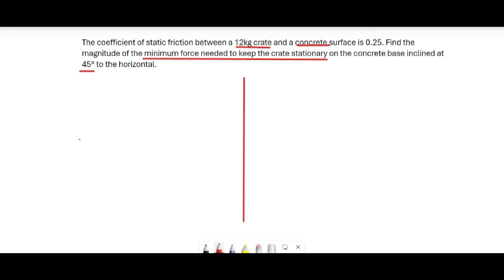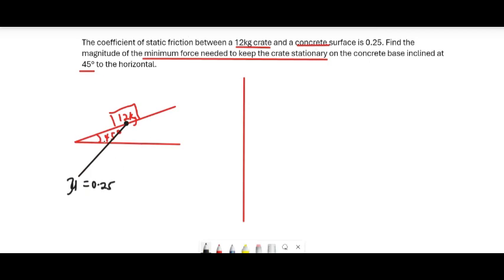So I have this concrete inclined at 45 degrees, right? That's your theta, 45 degrees. And the block is found on it, 12 kg. Coefficient of friction is 0.25, that's your mu, right?